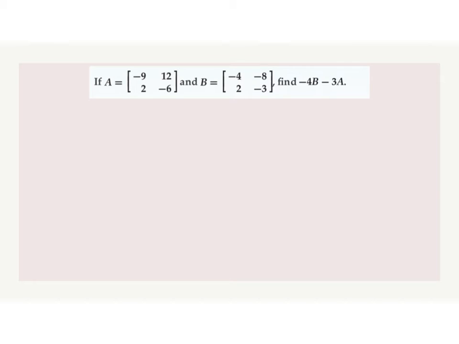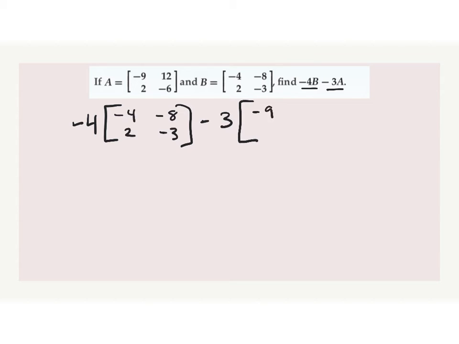Okay, so our last example for the day. We need to find what negative 4 times b minus 3 times a is. So let's write it out. We have negative 4 times our matrix b, which is negative 4, negative 8, 2, and negative 3, and then minus 3 times our matrix A, which is negative 9, 12, 2, negative 6.